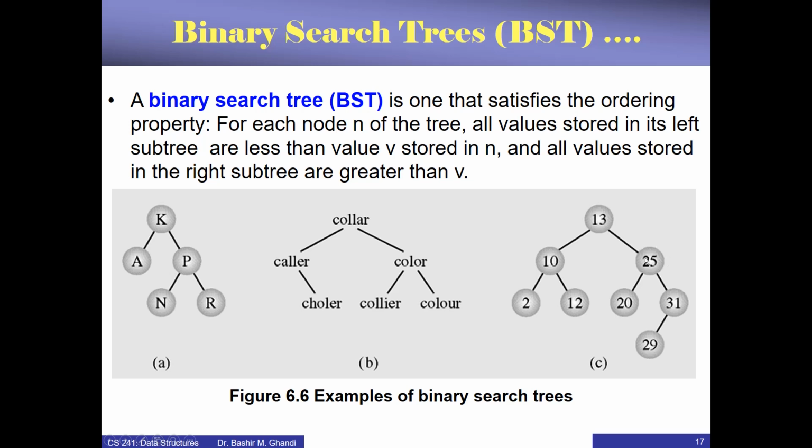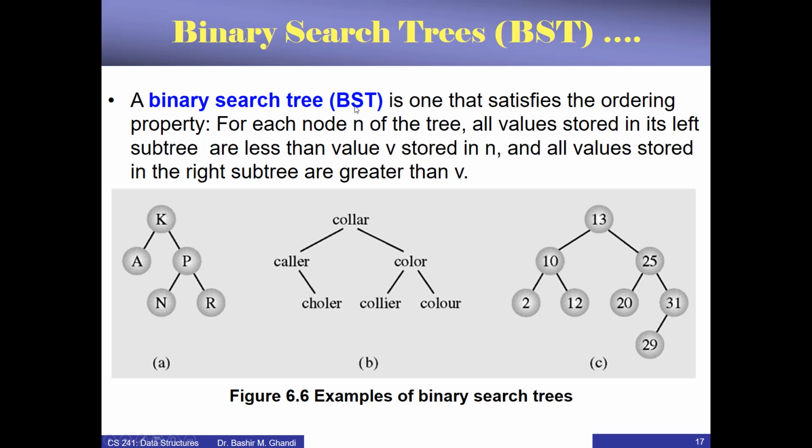For example, if you take 25, its left is 20, so 20 is less than 25. And its right contains 29 and 31, both of which are greater than 25, and so on. So if you have this ordering throughout the tree, then the tree is said to be a binary search tree.